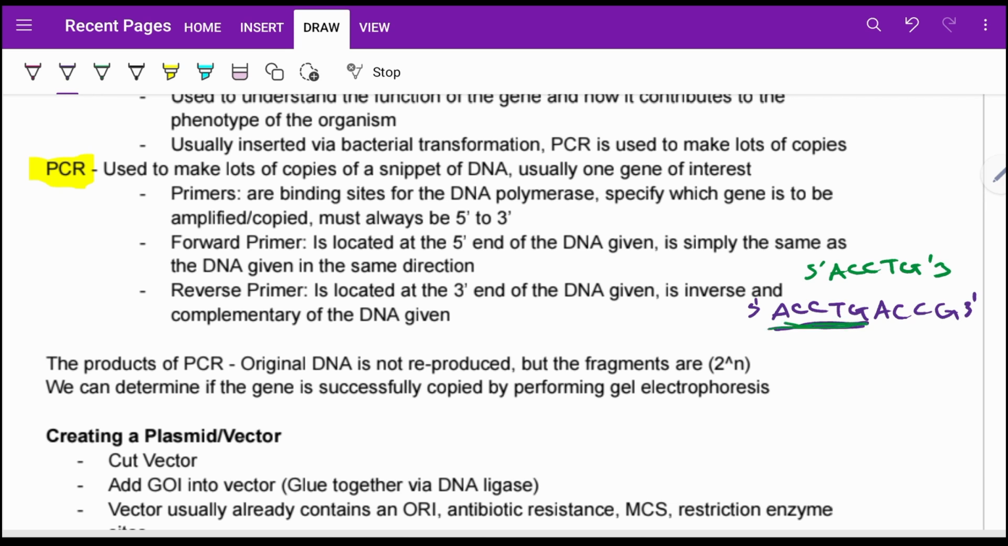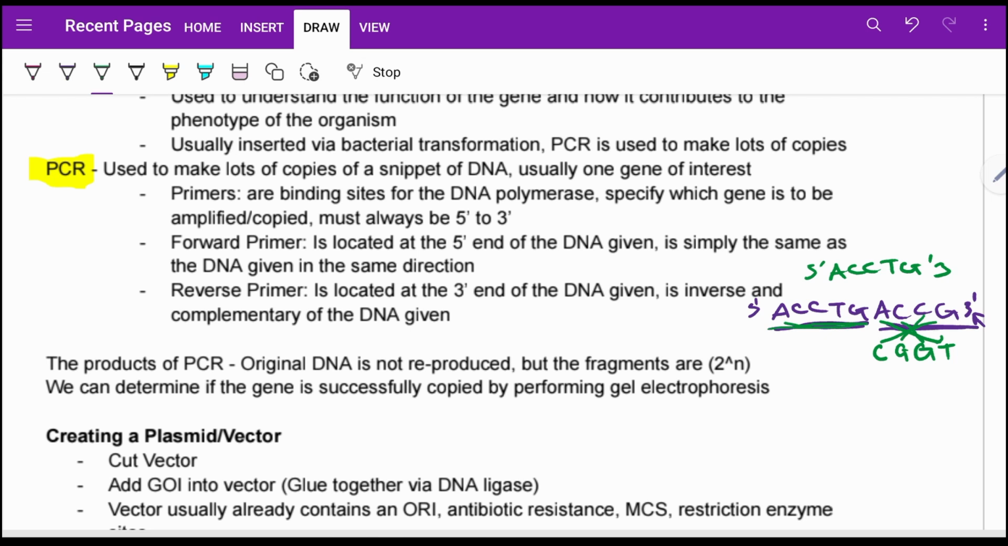But if we were doing the reverse primer, which we would have over here, the reverse primer is located at the 3' end of the DNA given and is the inverse and complement of the DNA given. So first we would have to flip this. So we actually go for the G first, and that becomes a C, and then G, G, T. So it goes something like this. So all of these translate to one another. And it's also complementary. So we have A goes to T, G goes to C, C goes to G, etc.